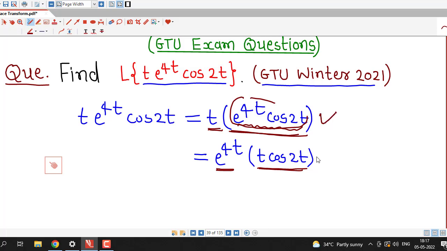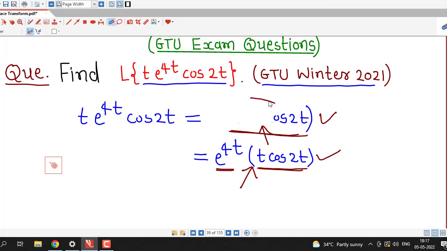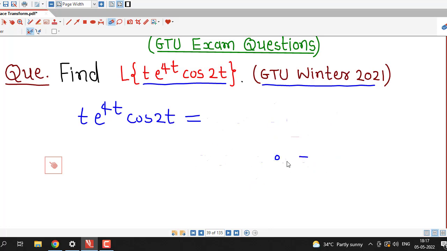In both ways the answer must be the same, so it is your choice which way you want to do it. Both ways are correct. In this lecture we will find the Laplace transform in both ways, so that you can compare which one is easier as compared to the other.